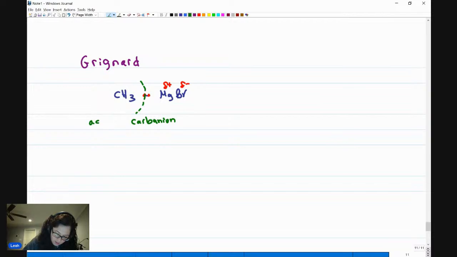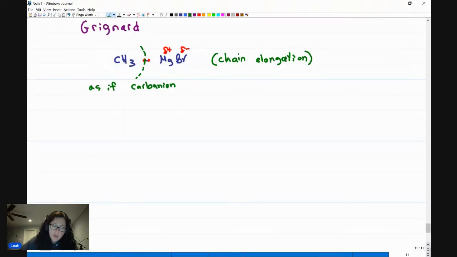As if, not an actual carbanion, as if. And that will attack, which is great for chain elongation. And there are so many patterns that you can follow to recognize, hey, carbanion, Grignard. The basis of a Grignard reaction is that the carbon attached to the Mg is very, very strong.